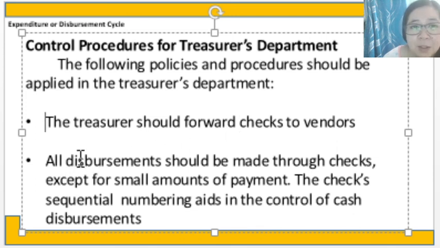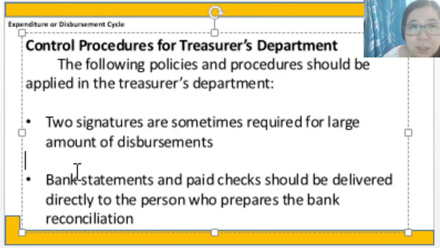All disbursements should be made through checks to impose control of the disbursement, because there is someone who will approve before the payment or issuance of the check is made, except for small amounts of payment, which will be under the petty cash fund. The check's sequential numbering will also aid in the control of cash disbursement. Two signatures normally are required for large amounts of disbursement. So this is to make sure that this is authorized and correctly paid.